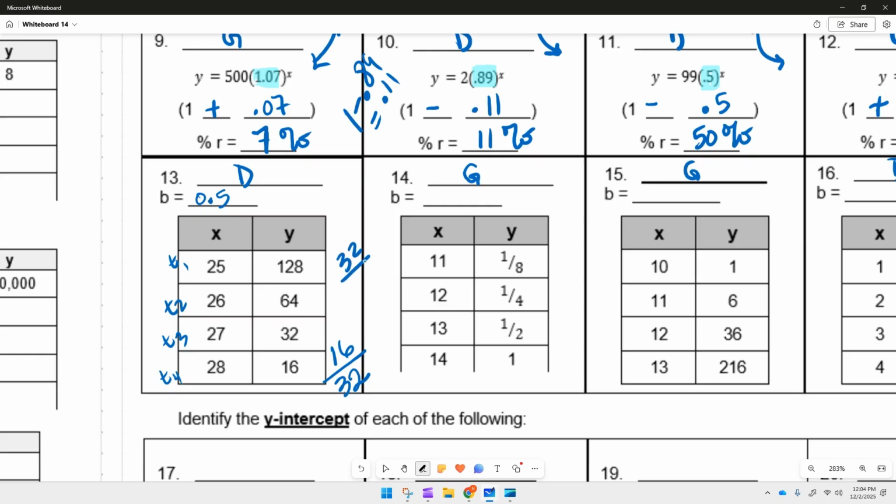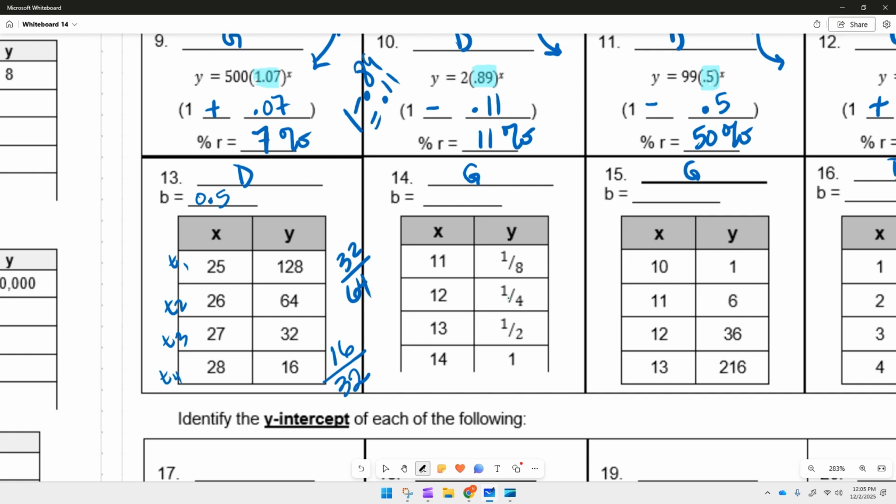If you do 32 on top, you're going to divide 32 by 64, which is going to give you the same factor as 1/2. You're going to do 64 divided by 128. You're halving 128. You're halving 64. You're halving 32. That gives you 16. Does that make sense? Okay.